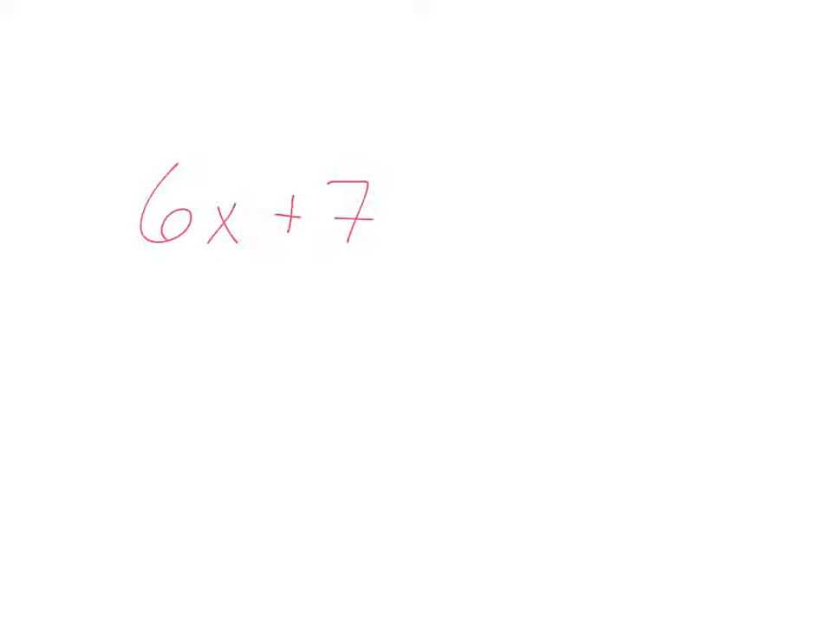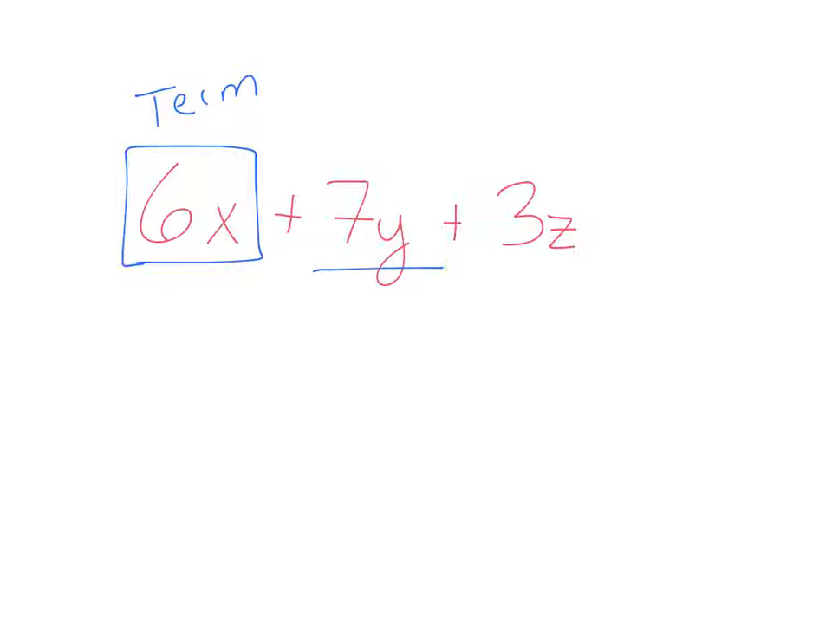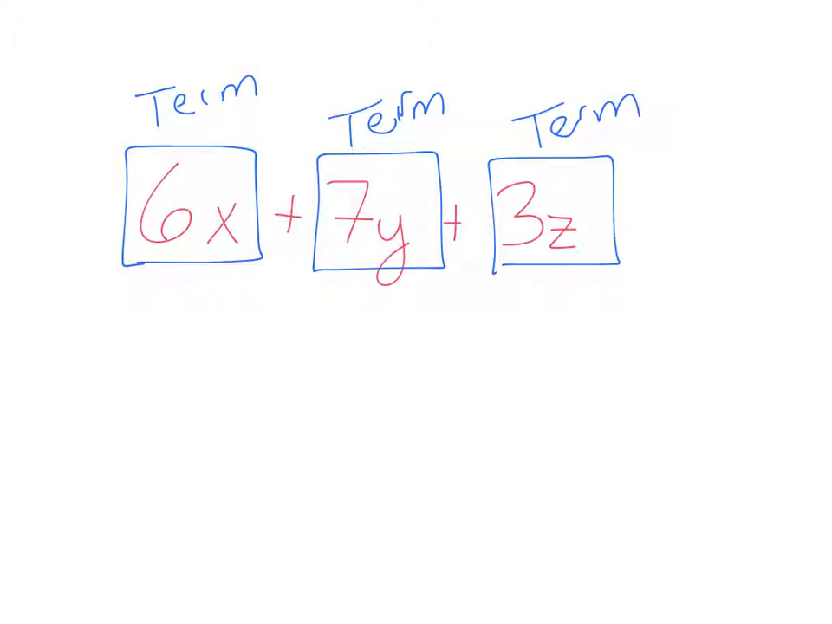6x plus 7y plus 3z. Okay. This is a term. This is a term. And this is a term. And you'll notice that they're all different. This has an x, this has a y, this has a z. So I can't do anything with this problem because they're all different. So if I was asked to write the answer to this problem, it would be 6x plus 7y plus 3z.